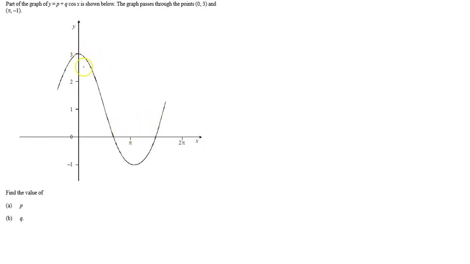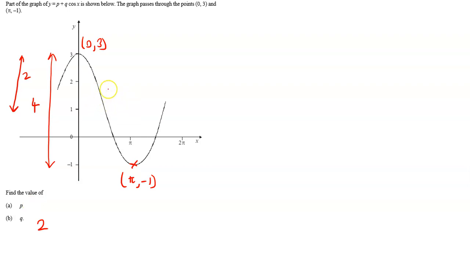I'm going to label these points, so pi, -1 and 0, 3. So we can see then that this entire range is 3 minus minus 1, which is 4, which tells us that the amplitude is 2. So straight away we can see that Q equals 2.